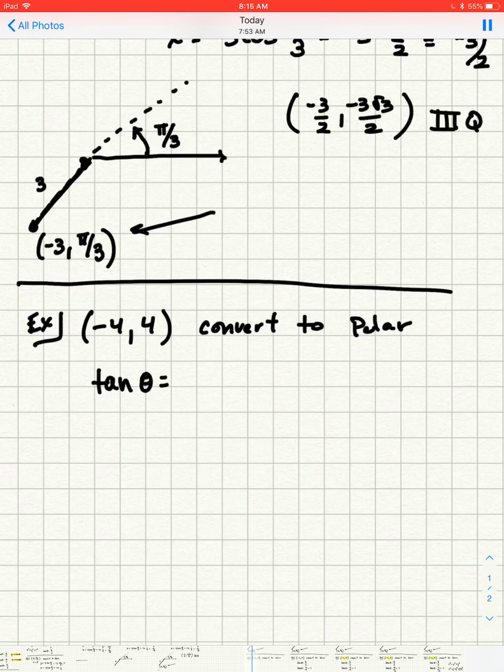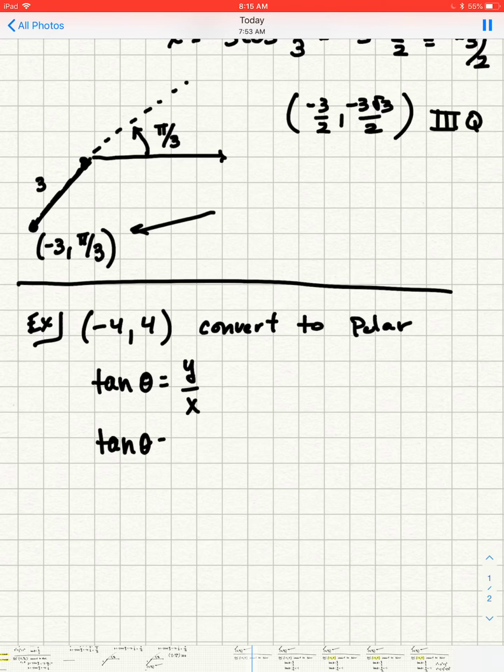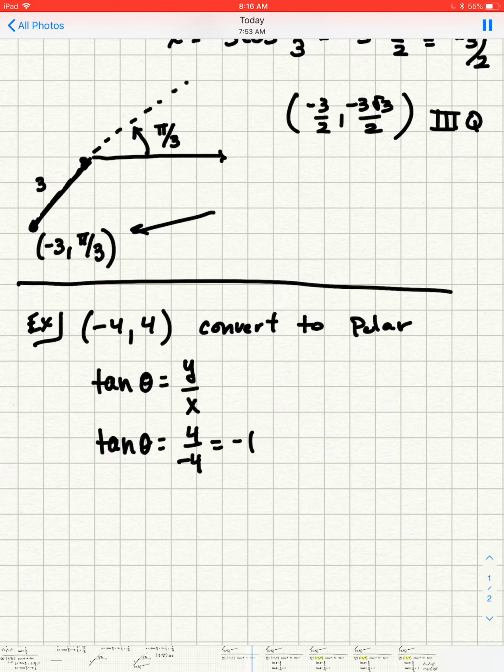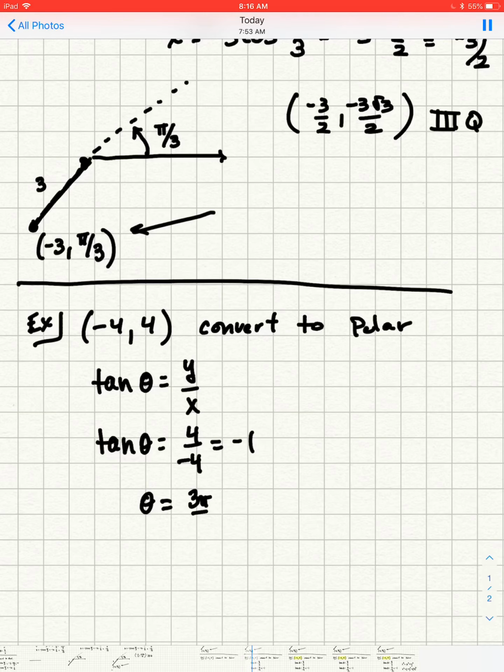So here we'll have tangent of theta is going to equal, remember, y over x. So here we have tan theta is equal to 4 over negative 4, or negative 1. So when is tangent negative 1? We have it at two values. It could either be in the second quadrant, which would be 3 pi over 4, or it could be in the fourth quadrant, which is 7 pi over 4.